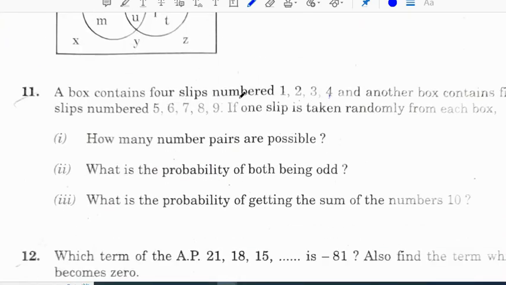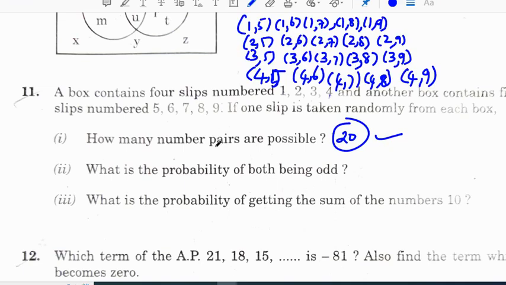A box contains 4 slips numbered 1, 2, 3, 4, and another box contains 5 slips numbered 5, 6, 7, 8, 9. If one slip is taken randomly from each box, how many number pairs are possible? Here we have 20 pairs. So the correct option is 20.